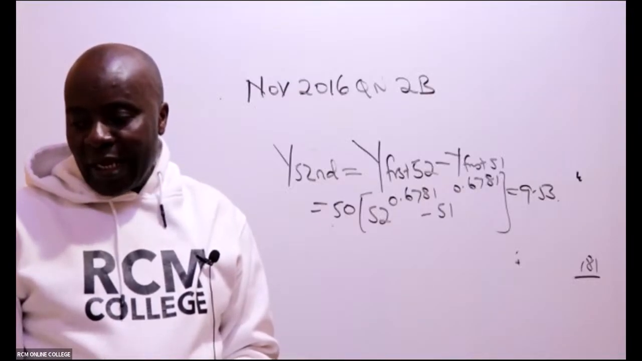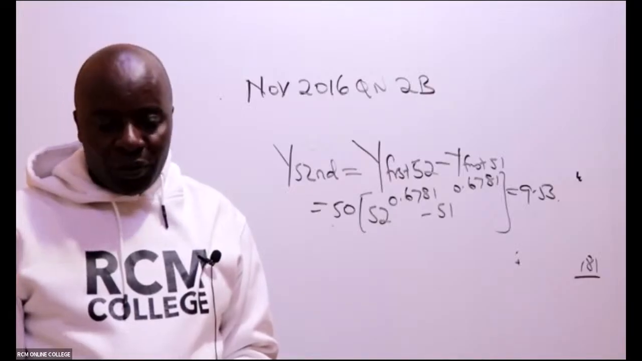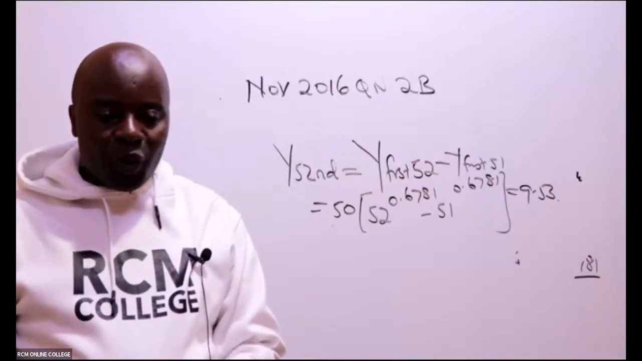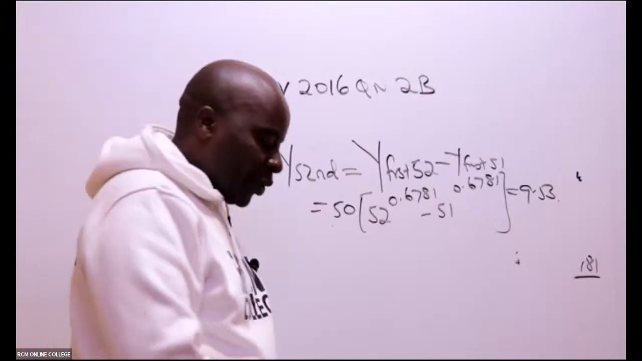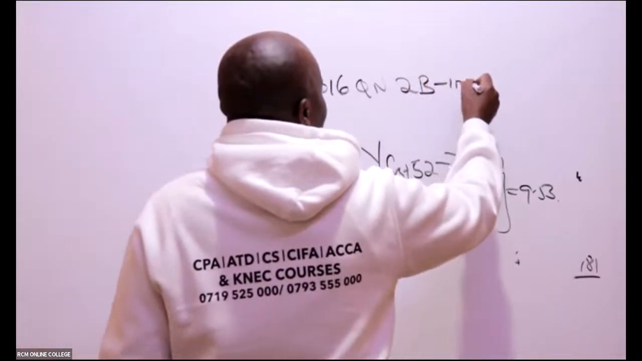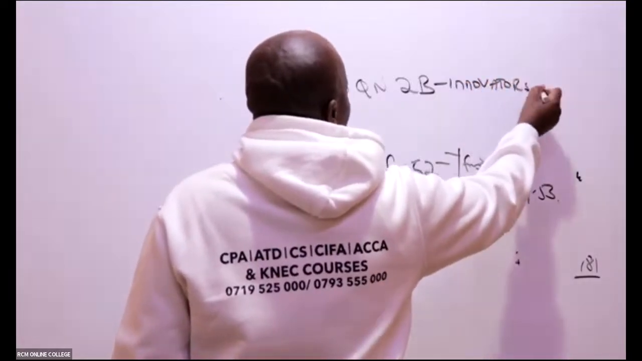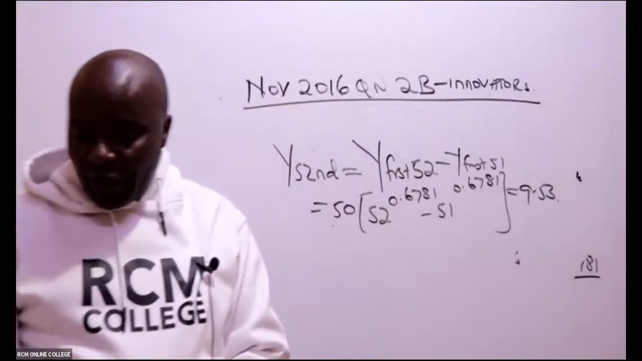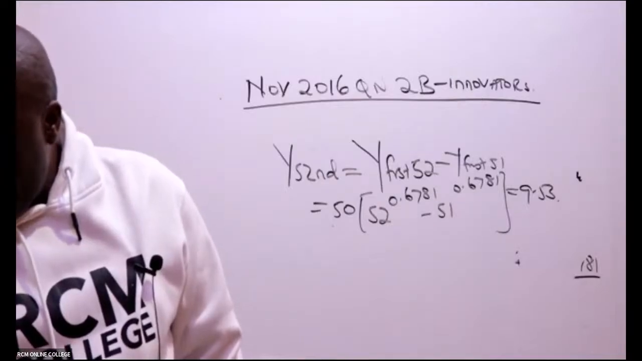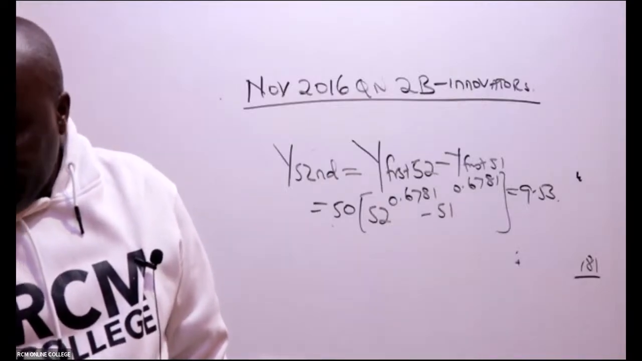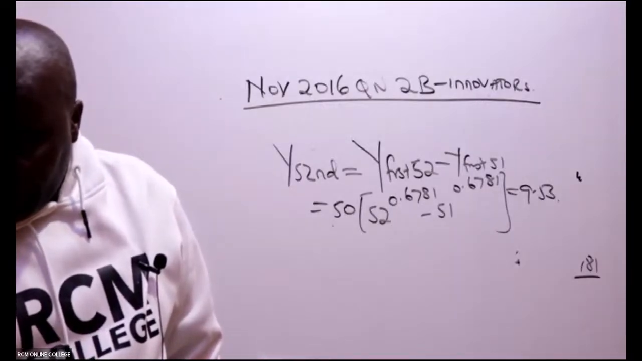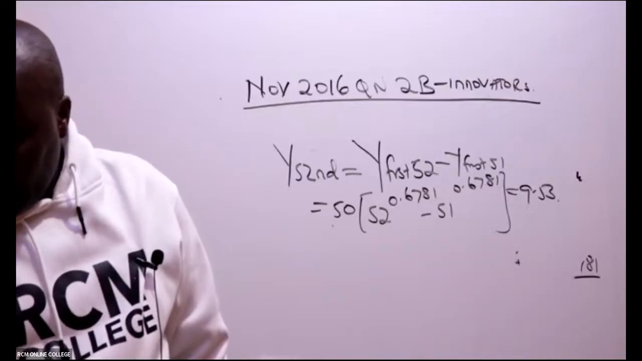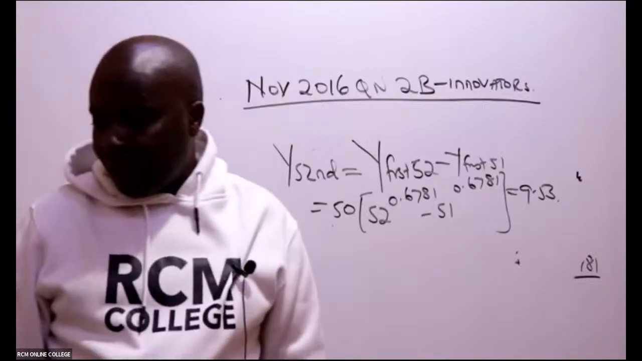Somebody should be able to share these past papers with this ninja, Brian Mutuku. But specifically, I would want somebody to share this past paper of November 2016, question number 2B. This is the question of Innovators. Is there somebody who has been able to get that question? Yeah, it is already given to us here, Mildred. You're God sent. Thank you so much. All of them are here.